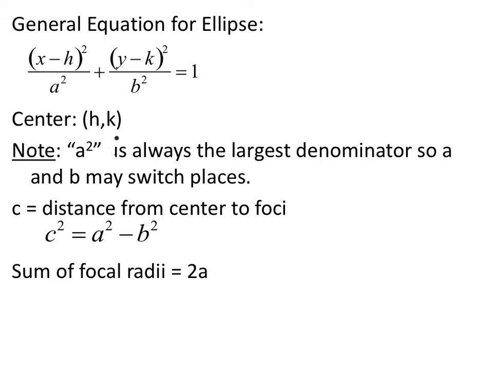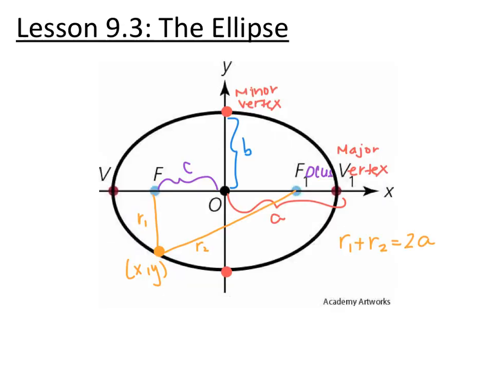C is the distance from the center of the ellipse to each of the foci. And there's a relationship between a, b, and c. C squared equals a squared minus b squared. So there's a plus in the general equation for an ellipse and a minus in the c equation. So here's a diagram of an ellipse.